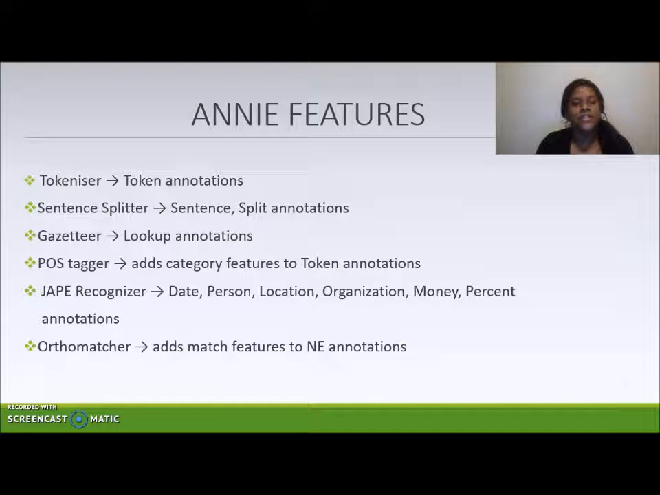Like I told you, the features are the tokenizer. The sentence splitter splits up sentences and adds split annotations. The gazetteer is used to look up annotations. The POS tagger adds category features to token annotations, and the JAPE recognizer does date, person, location, organization, money, and percent annotations. The orthomatcher adds match features to the annotations.